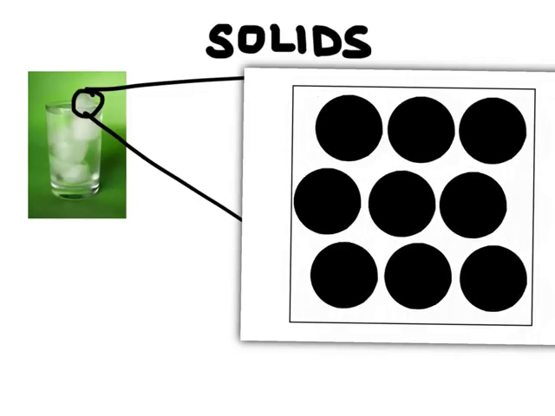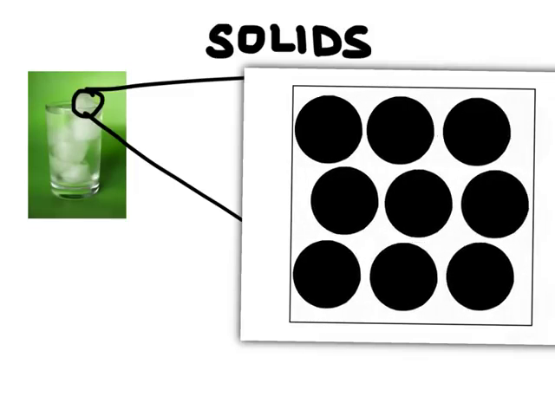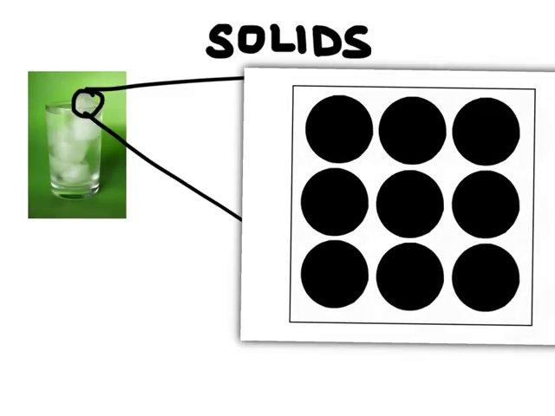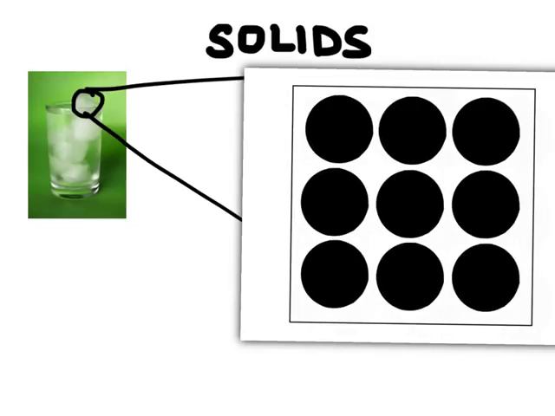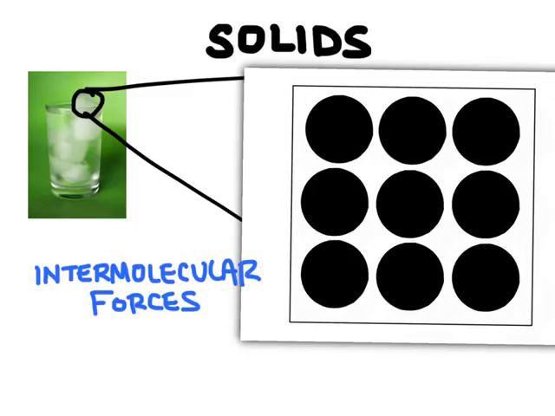And one thing we have to remember is that every particle is going to have some degree of attraction with the other particles. And so they have to be moving fast enough in order to break away from the other particles. Now we call these attractions intermolecular forces. And that means the forces of attraction between molecules.